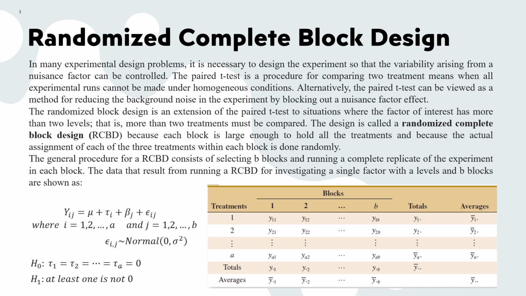The table illustrates the data structure of an RCBD. Each row corresponds to a treatment, and each column to a block, and each cell represents an individual observation. Totals and averages are calculated across treatments and blocks. The hypotheses tested in RCBD are the same as in traditional ANOVA. The null hypothesis states that all treatment means are equal, while the alternative suggests that at least one treatment is different.